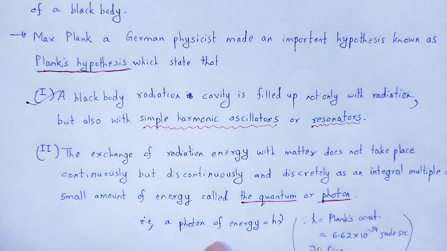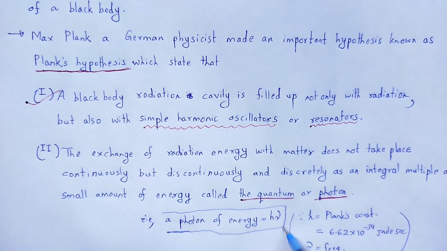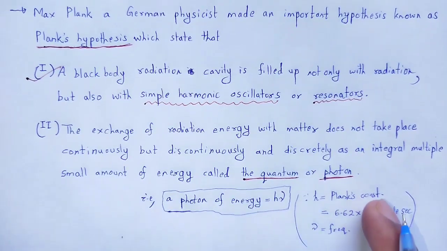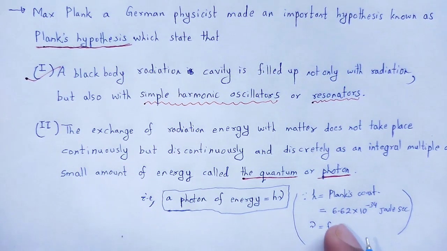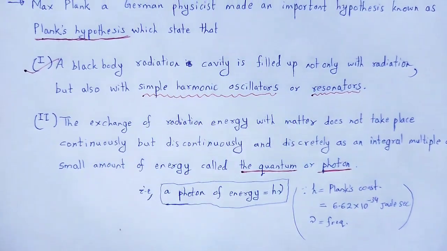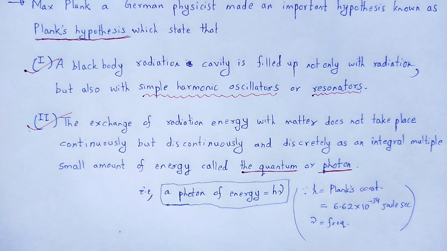Mathematically, the energy of a photon is equal to h nu, where h is Planck's constant and nu is the frequency of that particular radiation. The constant h is Planck's constant, and its value is equal to 6.62 into 10 to the power minus 34 joule second, whereas nu is the frequency. By using these two hypotheses proposed by Max Planck, he explained the blackbody radiation spectrum.